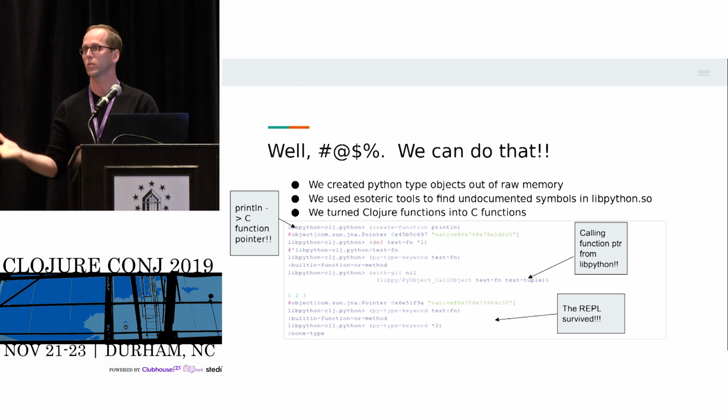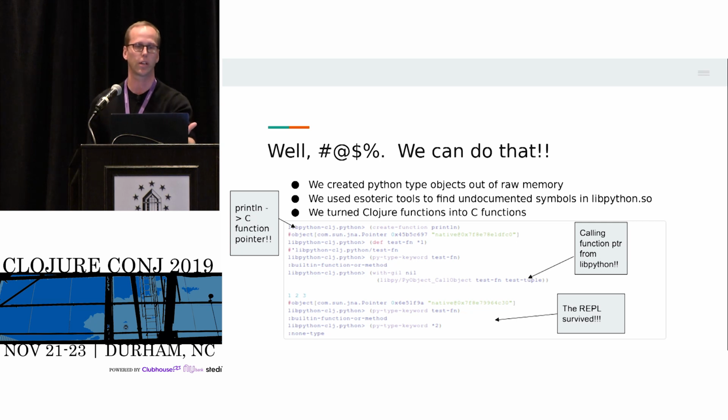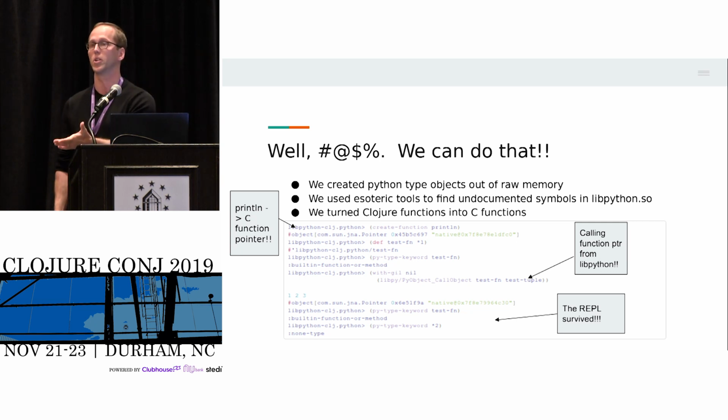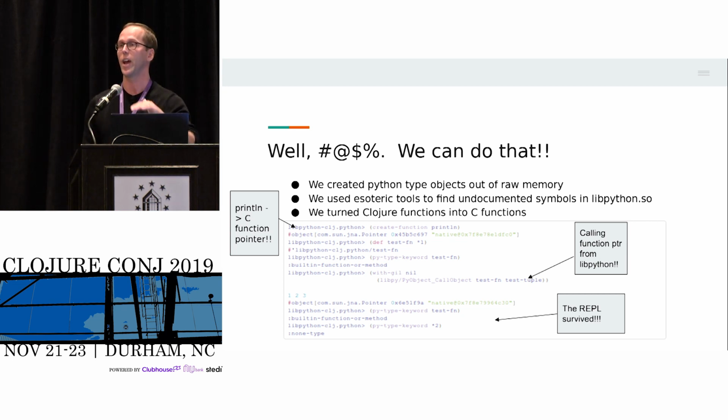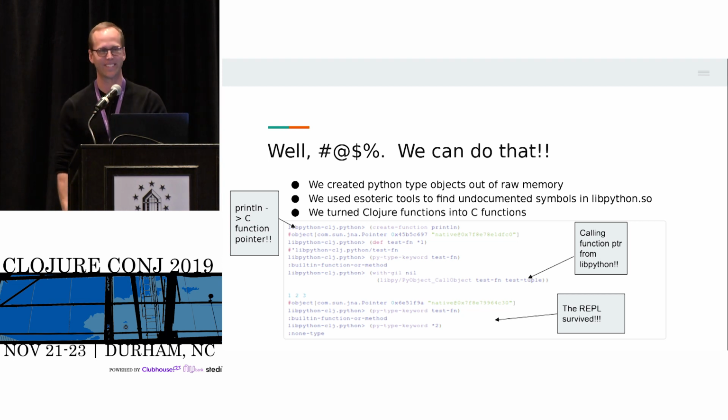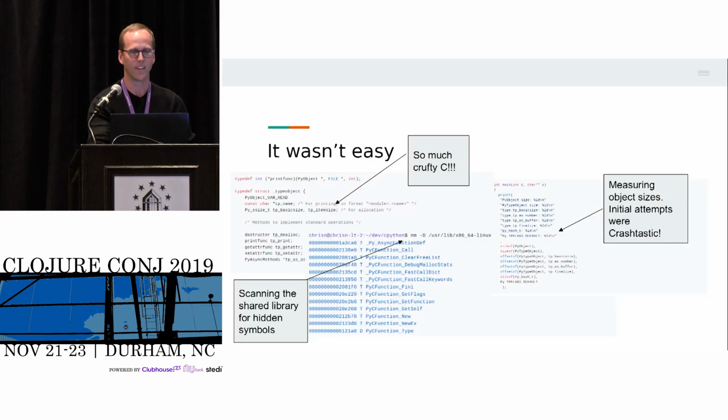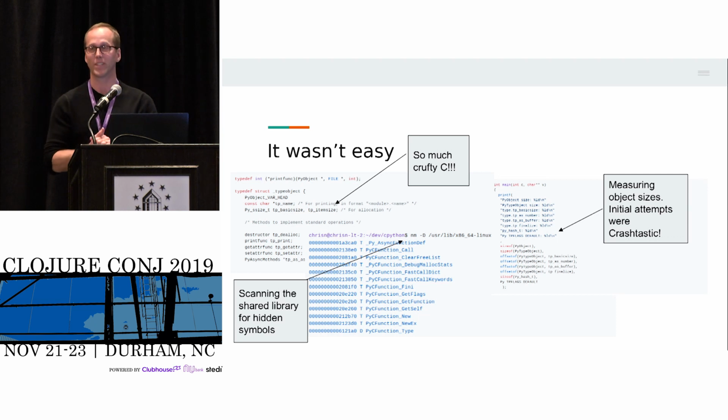We did the things required to do some stuff. This screenshot here is from the very first time I actually got a function to work, and the REPL still existed after the function call. Because there were many, many times the REPL did not exist after that function call. And it really, really wasn't easy.